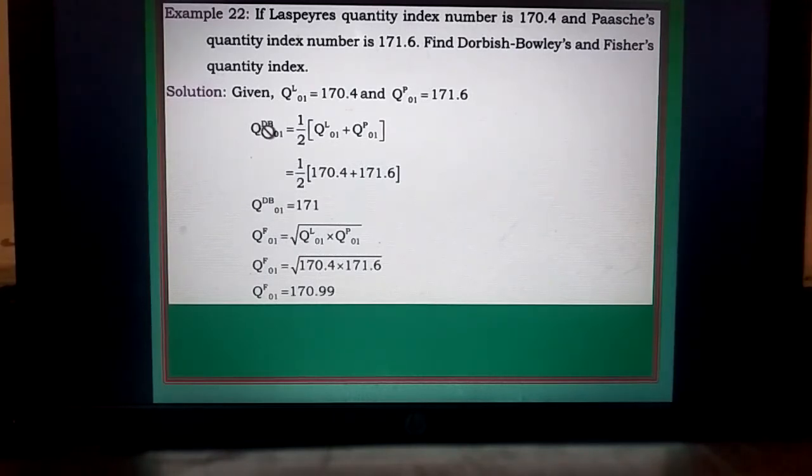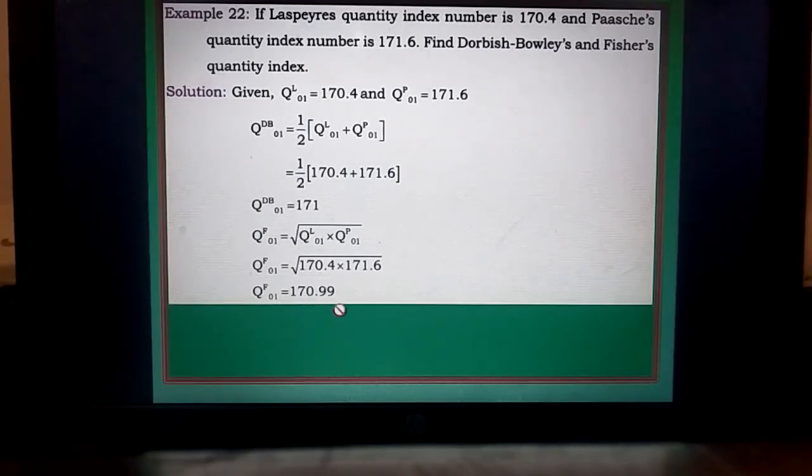quantity index number. And you know already Fisher's quantity index number is the geometric mean of last year's and purchase quantity index numbers. That's why Q01F is equal to square root of Q01L multiplied by Q01P has been written. Substitute accordingly the two given quantity index numbers, multiply and then take the square root. You are going to get 170.99.